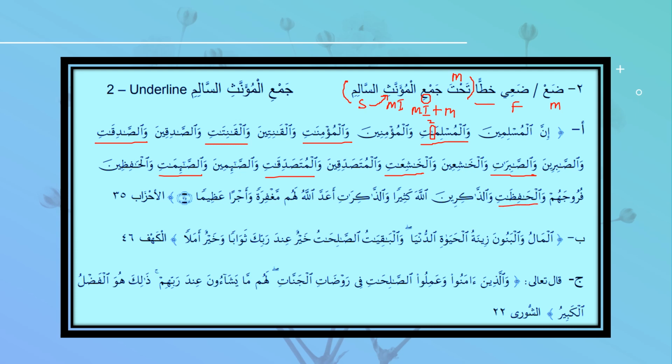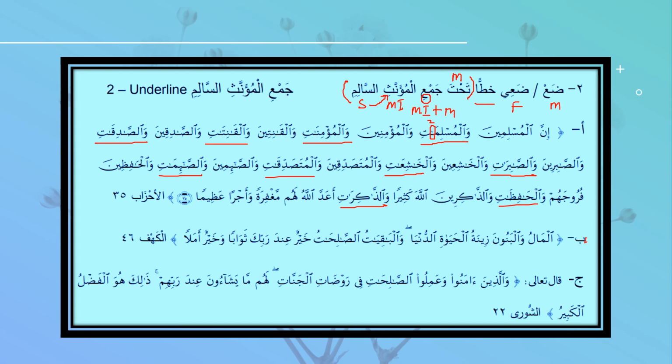Wadh-dhakirin, the one who remembers. Wadh-dhakirat, so this is muannas. A'addallahu lahum maghfiratan wa ajran azima means for these kind of people, believers, Allah has prepared for them. A'adda means prepared for them. Maghfira, forgiveness, and great rewards. Ajran azima means great rewards.